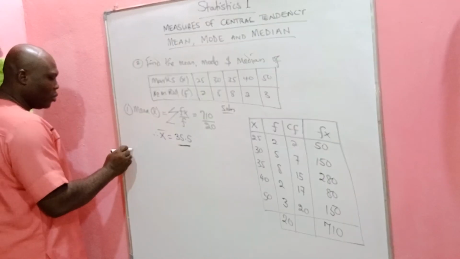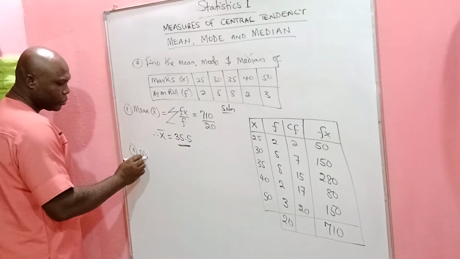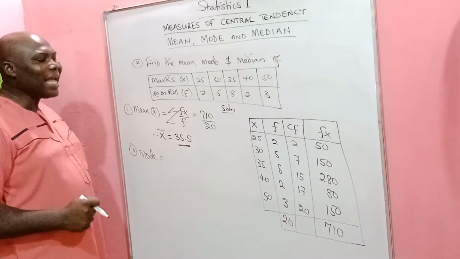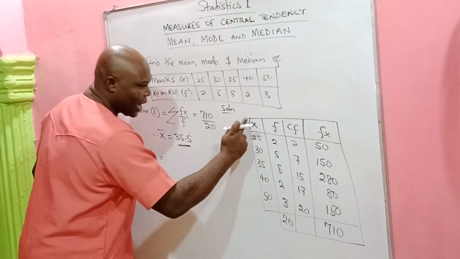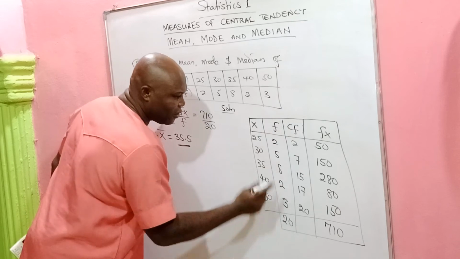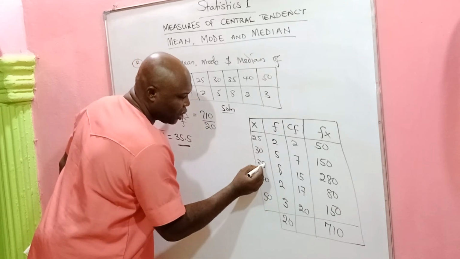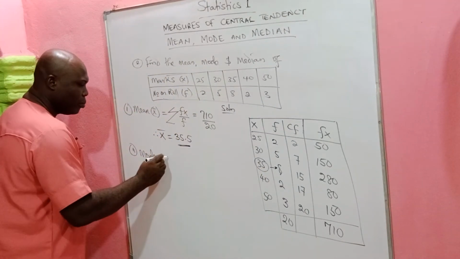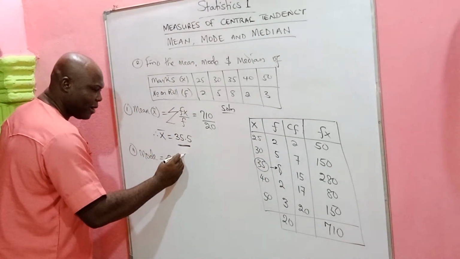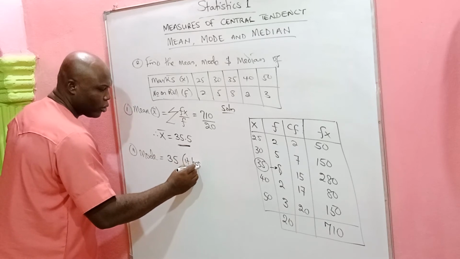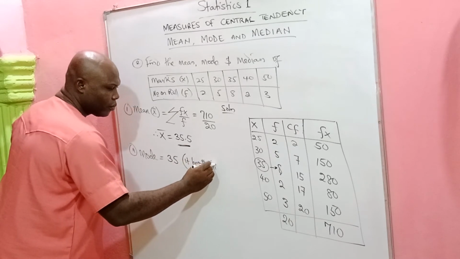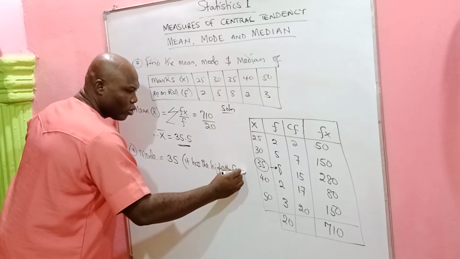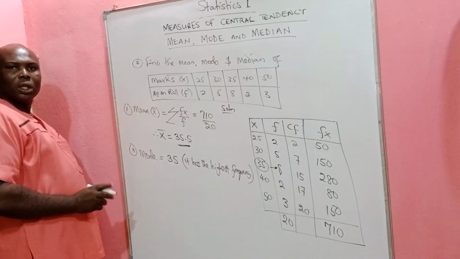Alright, so we take the mode. The mode is the observation that has the highest frequency. If you look at the frequency, the highest frequency here is 8. So the observation that has the highest frequency of 8 is 35. The mode is therefore 35. Why? Because it has the highest frequency. So that's our mode. We are done with that.